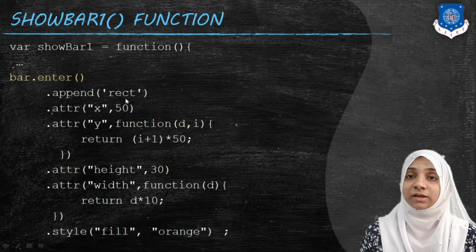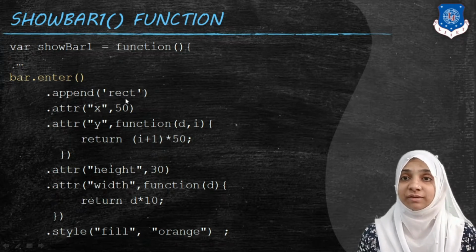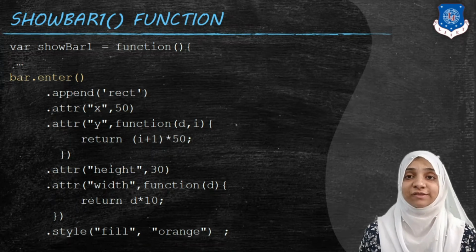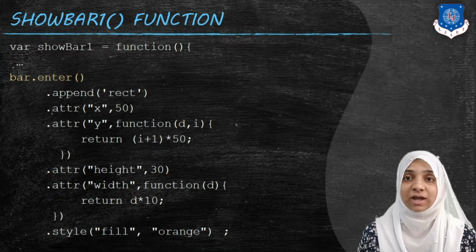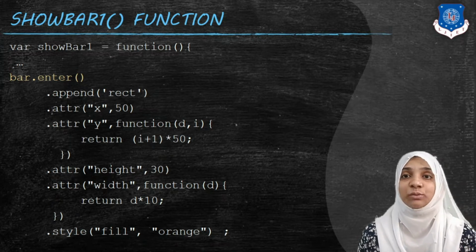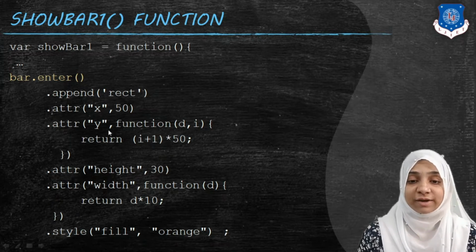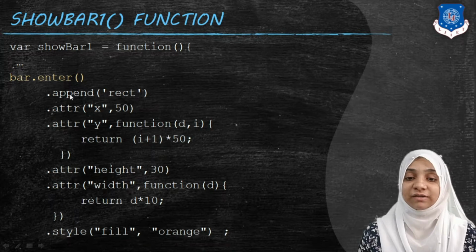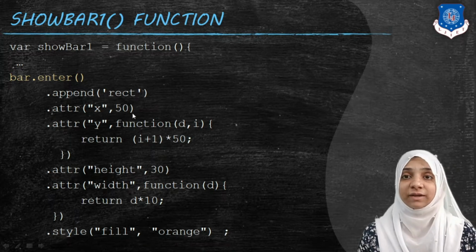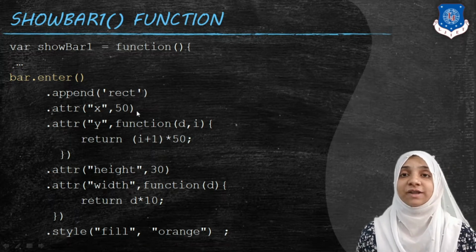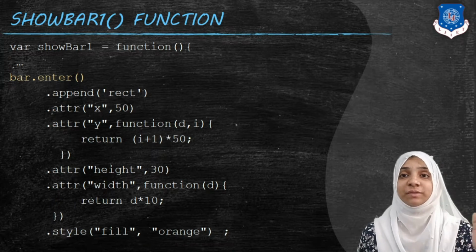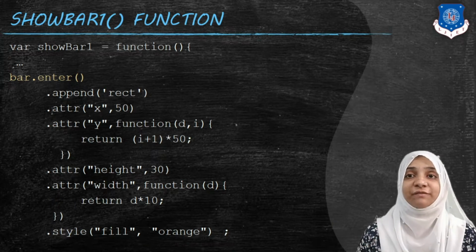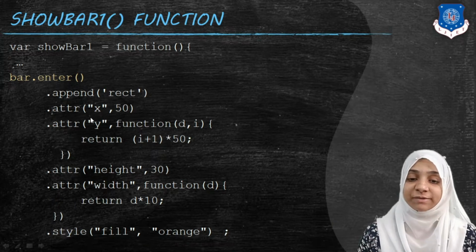Now this rectangle must have some dimensions. A rectangle must have x and y coordinates, that is the top left corner of the rectangle, as well as height and width. Now the x coordinate of each and every rectangle is 50, so every rectangle will have a displacement of 50 pixels from the left.